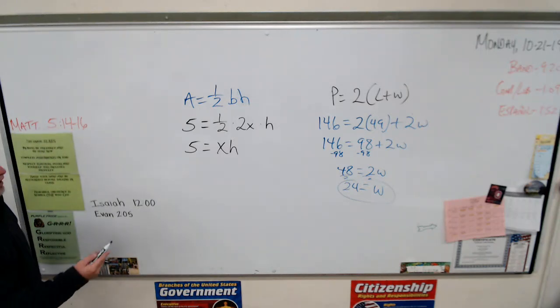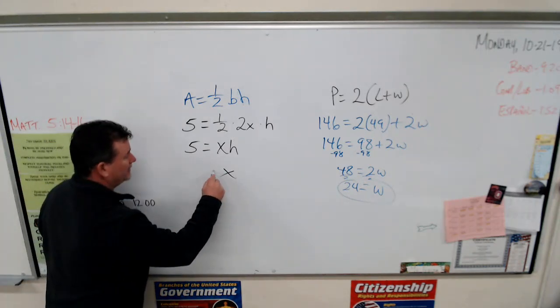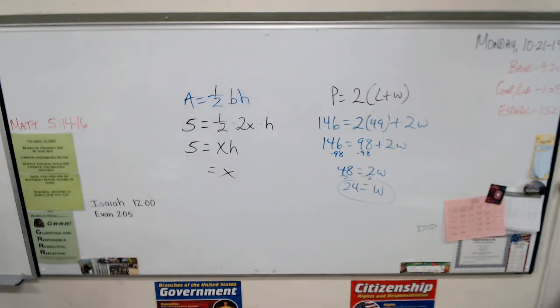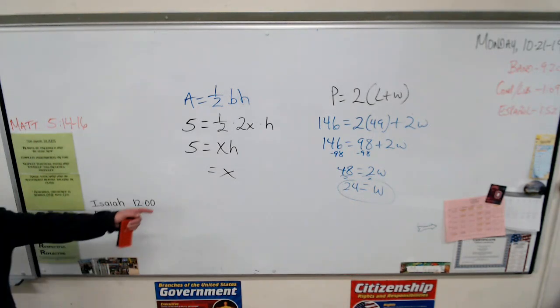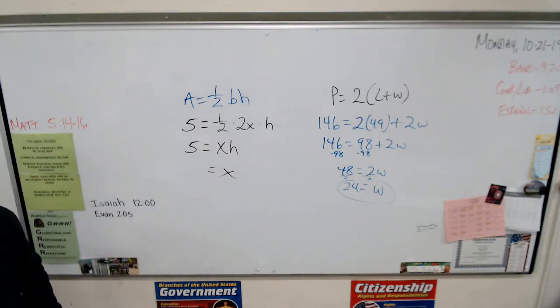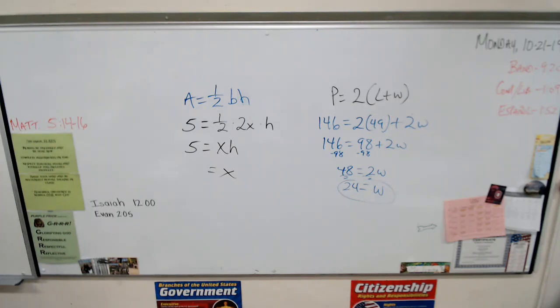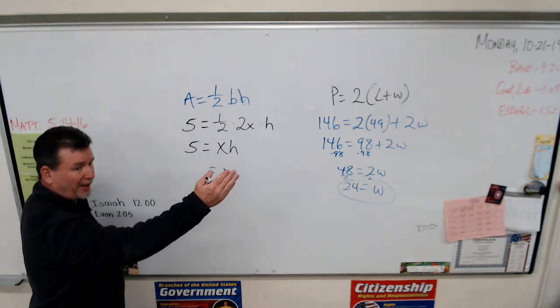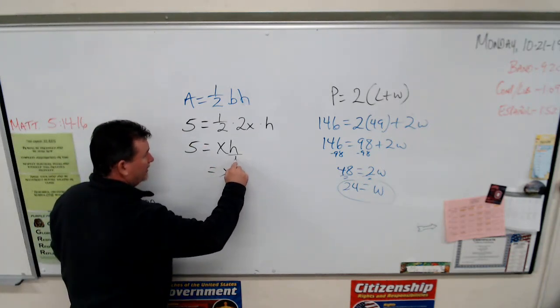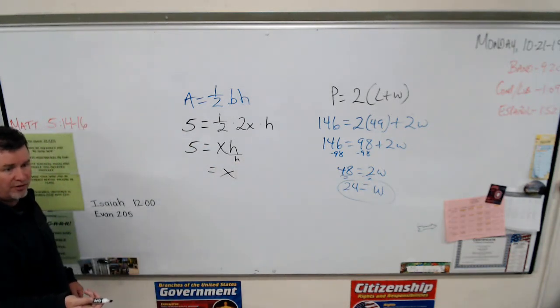If I want to know what x is, how do I get rid of the h? Divide both sides by h. No, look. What's attached to the x? The h is attached to the x. How do I undo multiplication? Divide. They took x and multiplied it by h, so I'm going to divide by h.